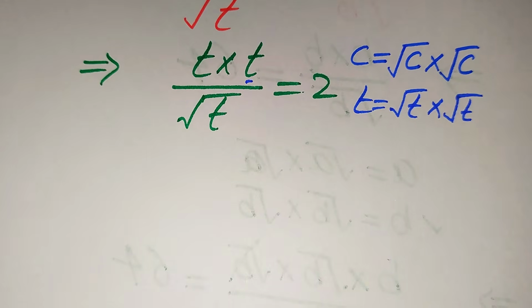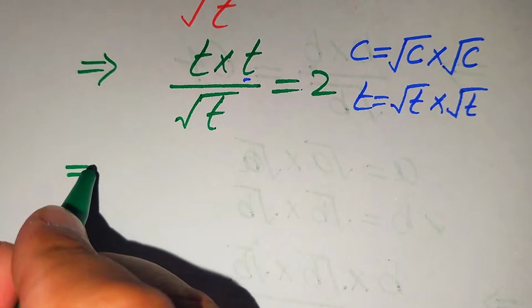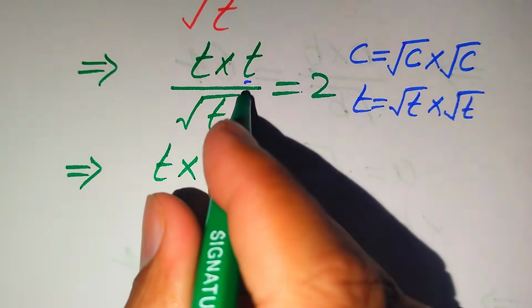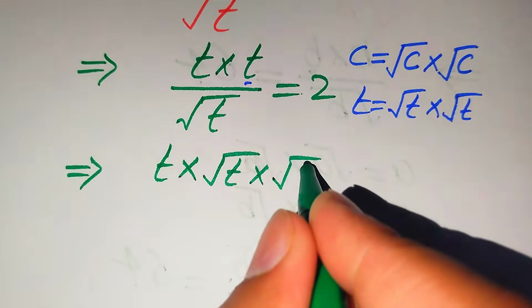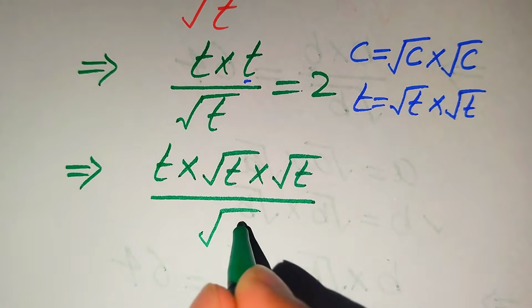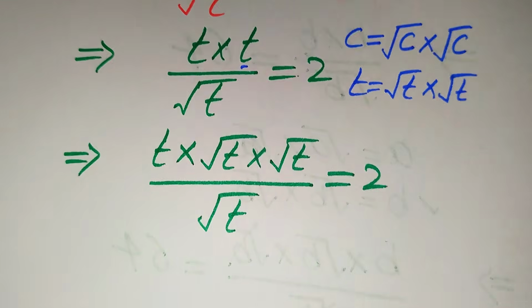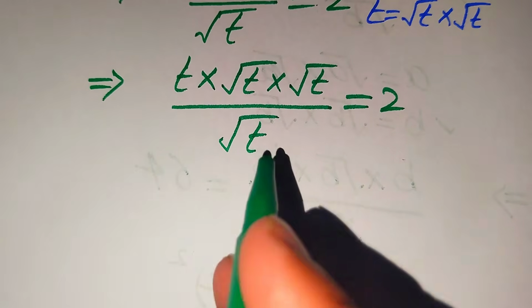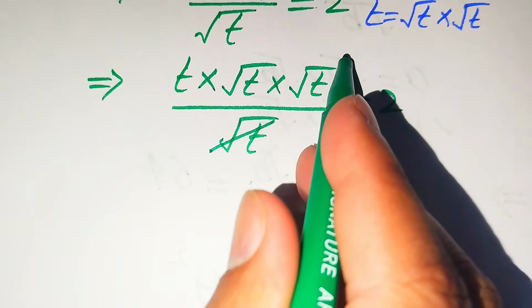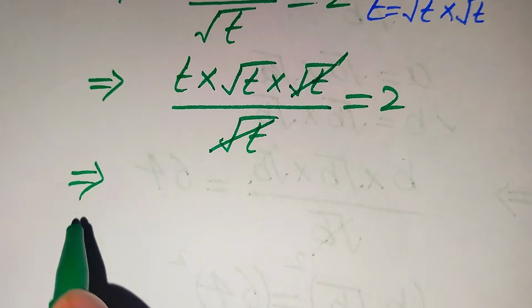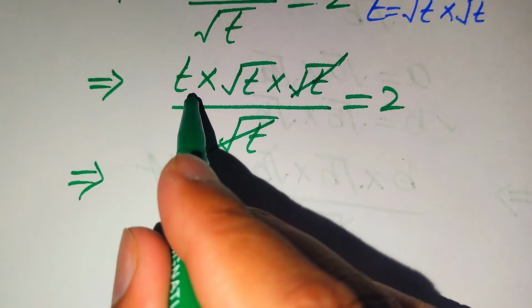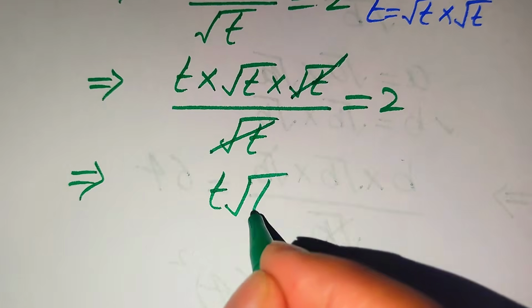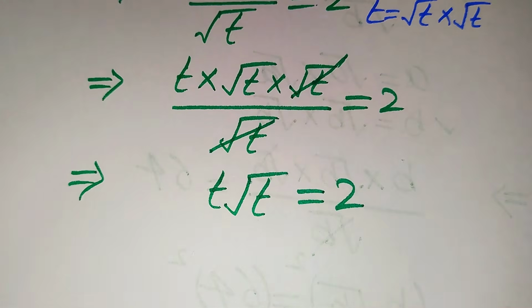And now we replace this value of t in this term, and it will be written as t multiplied by square root of t times square root of t, divided by square root of t, equals 2. Now here we need more simplification, and you see this square root of t is cancelled out by this square root of t, and after cancellation the remaining terms are t times the square root of t equals 2.